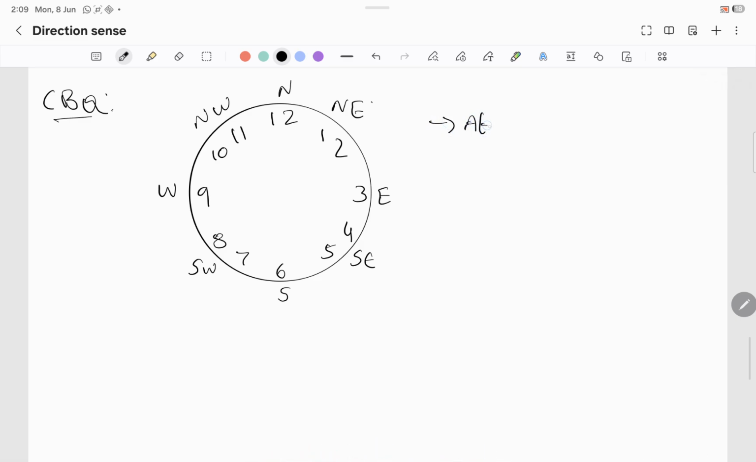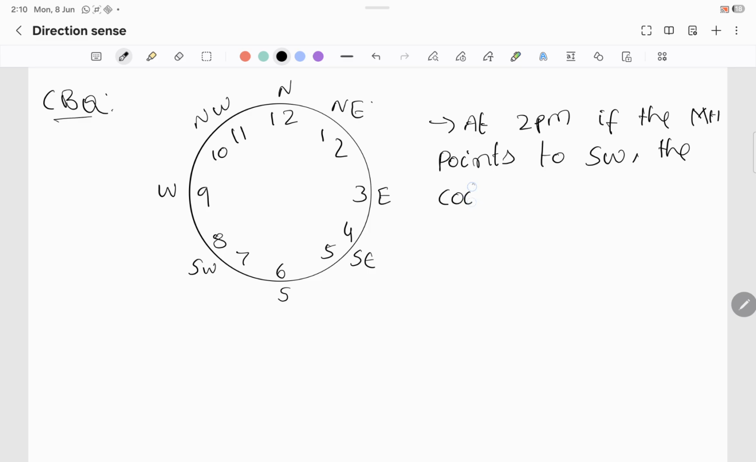At 2 p.m., if the minute hand points to southwest, the clock is rotated how many degrees?